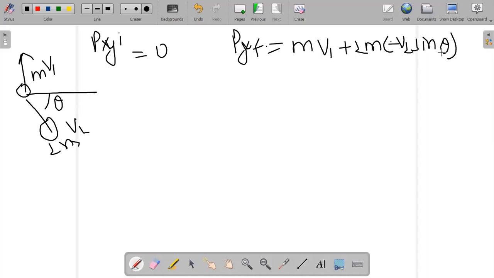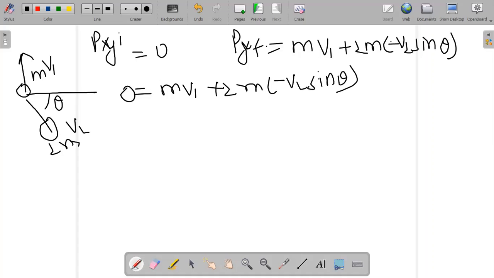Is it clear? The initial momentum and final momentum should be equal. So let's equate these two. 0 will be equal to m v1 plus 2m, minus v2 sine theta. Now m will get cancelled. So we'll have v1 equal to 2 times v2 sine theta. Is it fine? Now we have got the value of v2 from the last page.